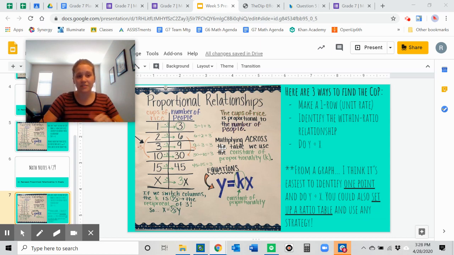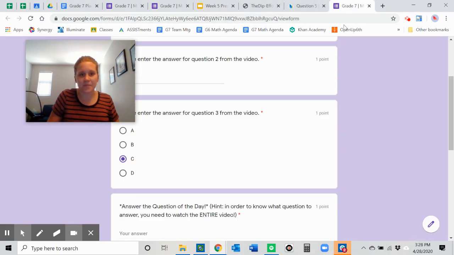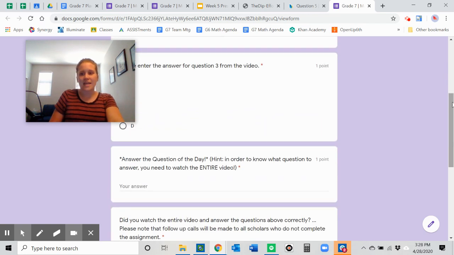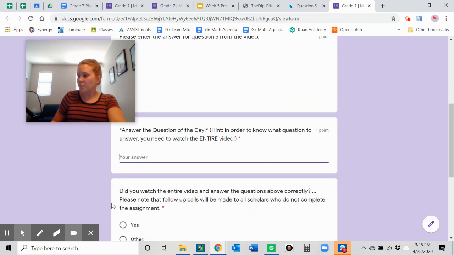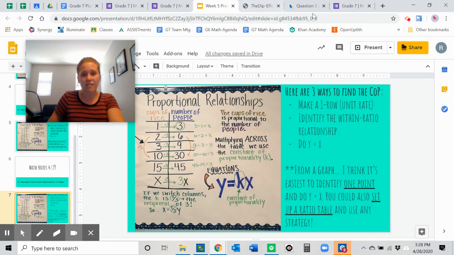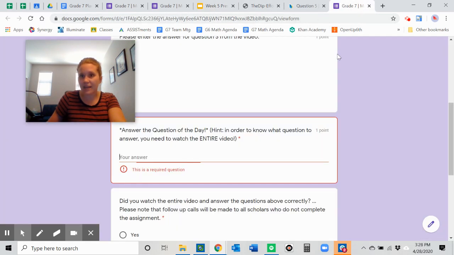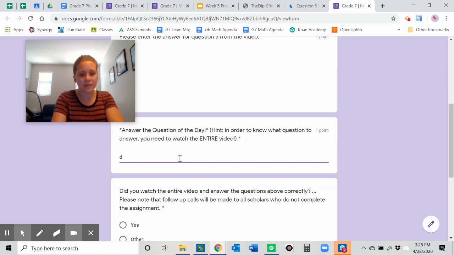All right, so you should have typed in your Google form the answer to the question, how do you find the constant of proportionality? There were 3 ways on my slide. You can write any of them. I'm going to go ahead and write in do y divided by x. That's my favorite way from a graph, so that's what I typed in. But anything on that slide that describes how to find the COP will be marked correct.